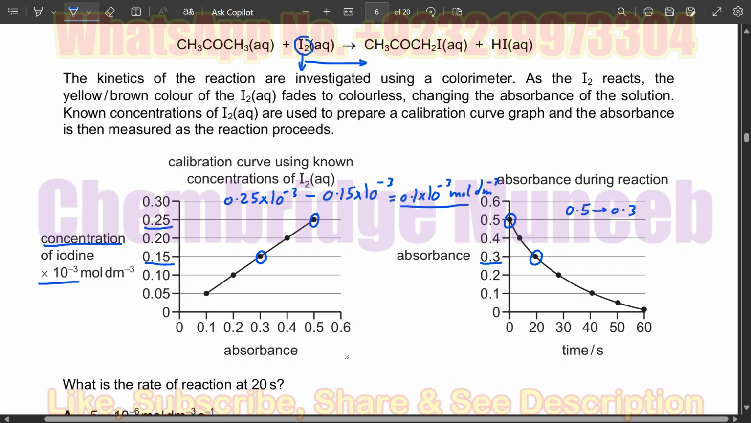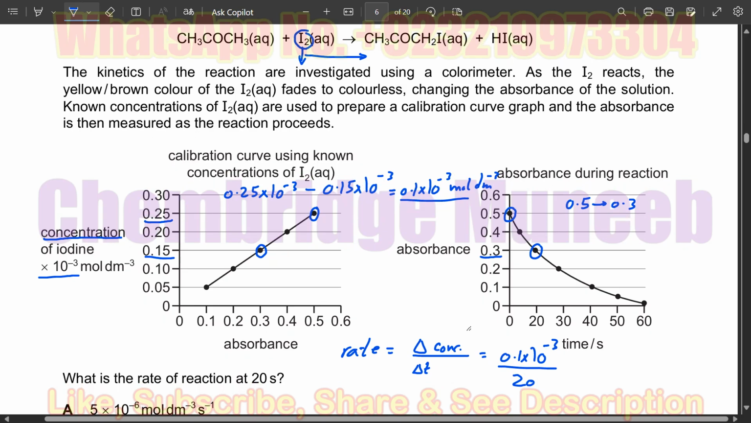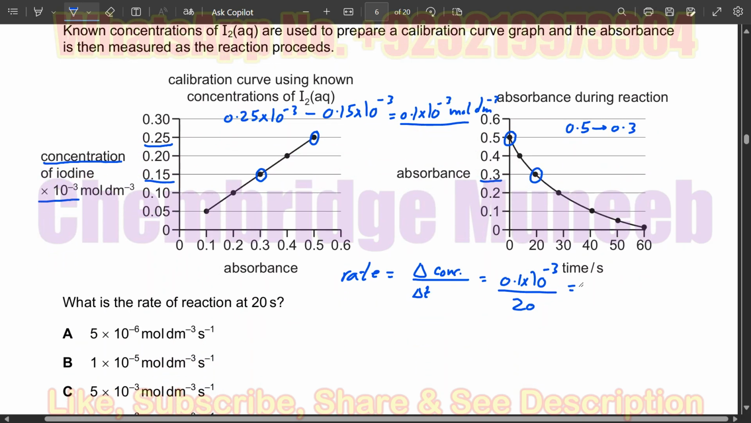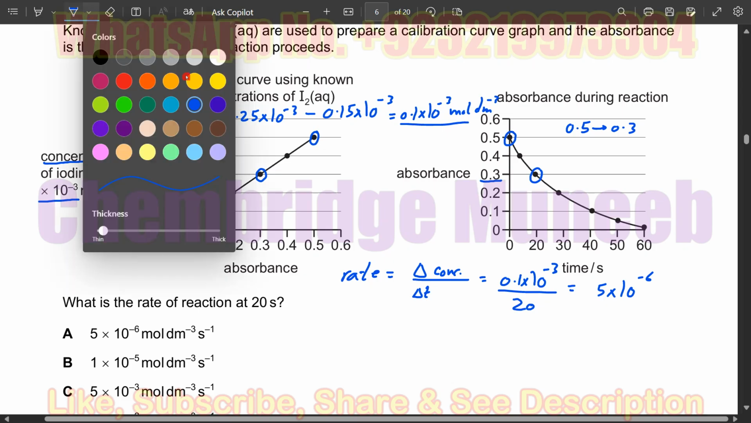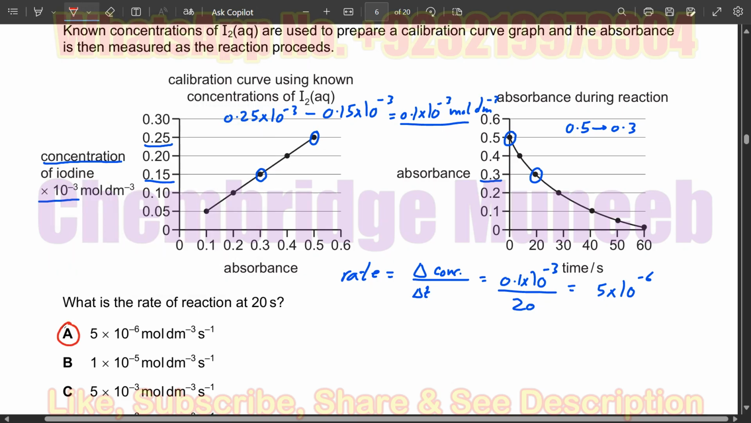The rate of the reaction is basically represented as change in the concentration divided by change in time, that is 20 seconds, as given. So change in concentration is 0.1 times 10 raised to the power minus 3, divided by change in time, that is 20 seconds. So we will get the answer equal to 5 times 10 raised to the power minus 6, and that is equal to option A. So option A is the right answer here.